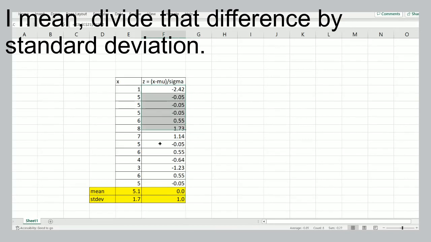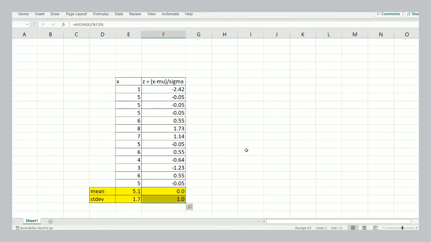Now that z scale is very useful, not only because it gives us an easy mean and standard deviation to work with numerically, but also if you look at the z values, if the z value is negative, that means you're dealing with a data point that is less than the mean value. If the z value is positive, it means you're dealing with a data point that is more than the mean value. If the z value is close to 0, it means you're dealing with a data point that is very close to the mean value. In this case, 5 is very close to the mean value because the mean value is 5.1.